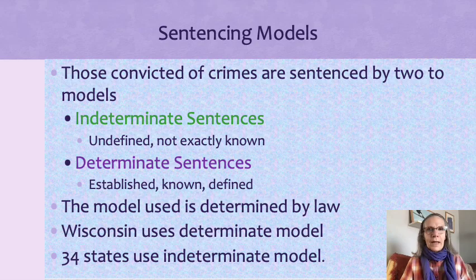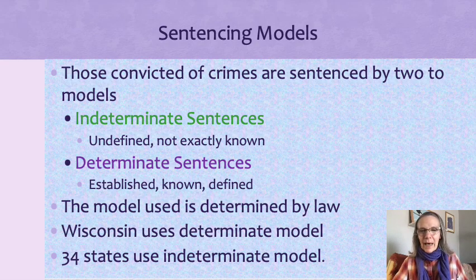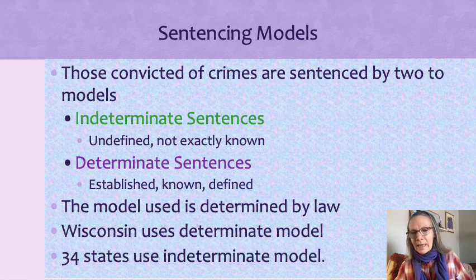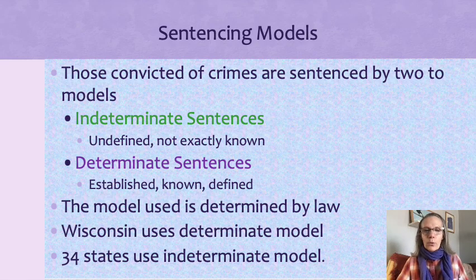So it would be along the lines of you've been sentenced to 2 to 5 years in the state penitentiary. We know that it's not going to be any less than 2. We know it's not going to be any more than 5, but we don't know exactly whether it's going to be closer to 5 or closer to 2. That's an indeterminate sentence. A determinate sentence is if I asked you, hey, what are you doing this weekend? And you said, I'm going to a Brewers game, then it's determined. We know what you're doing this weekend, okay? That's what a determinate sentence is. It's established, it's known, it's defined, okay?